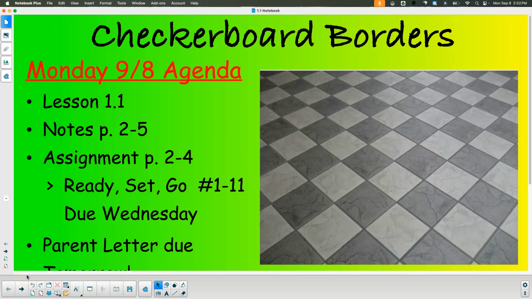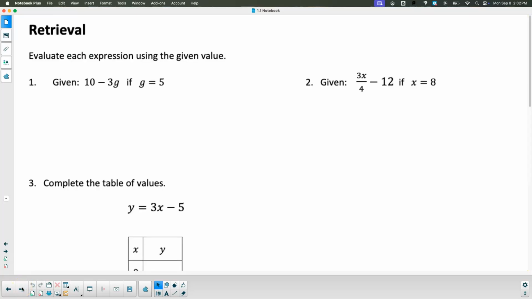In your white packet, if you wanted to pull it out of your binder today, that's fine, because we're going to be flipping back and forth between it, but that's totally up to you. On page number 2 in that binder, there are 4 problems called the retrieval problems. I'll give you a couple of minutes to do those 4 retrieval problems right now. Go.